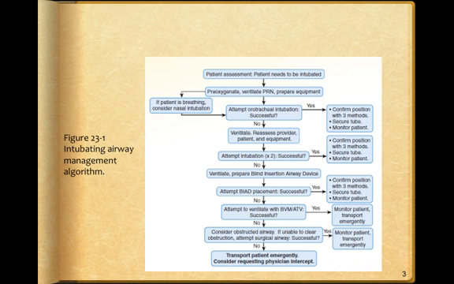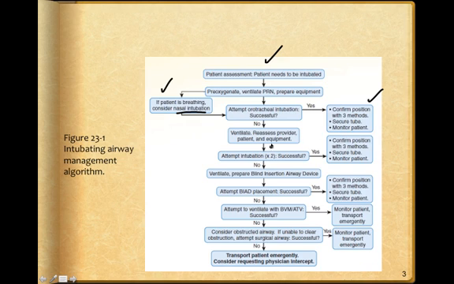So this is figure 23.1 in your book, and this is the intubating airway management algorithm, and it essentially starts here, kind of works its way down into the side. Patient assessment. So at this point, you have initiated a patient assessment and determined that an intubation is required. Pre-oxygenate and ventilate as needed, and prepare your equipment. If the patient's breathing, consider a nasal intubation. Attempt oral tracheal intubation. Was it successful? If yes, then confirm with 3 methods, secure the tube and monitor the patient.